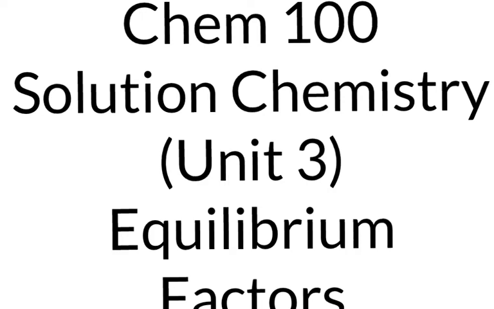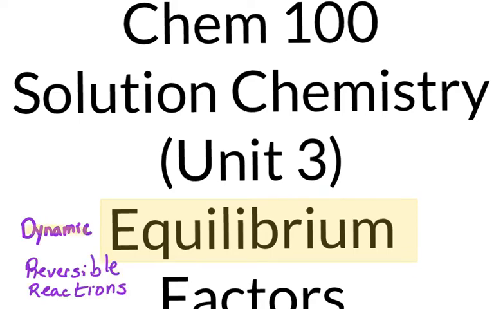In our previous video, we looked at equilibrium and what dynamic equilibrium is, and what we see in chemical reactions: that they're reversible reactions and that the rates of the forward and the reverse reactions are equal. Now we're going to look at some factors that may or may not affect the equilibrium.